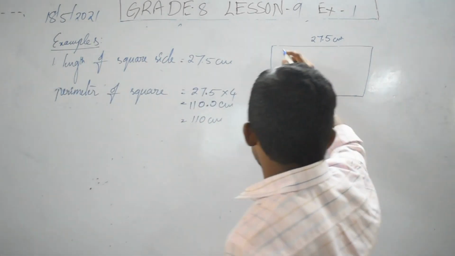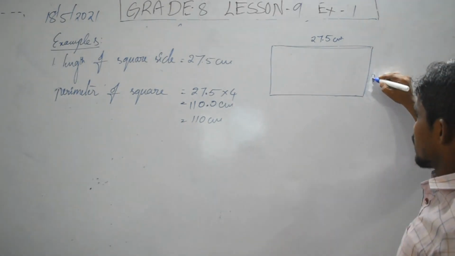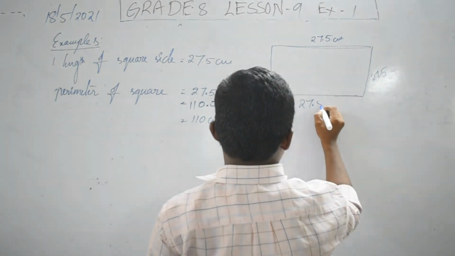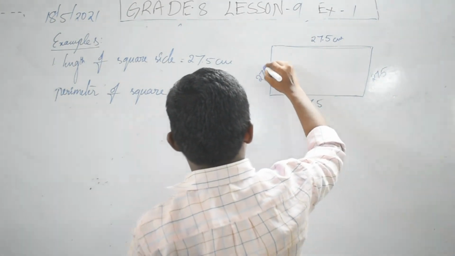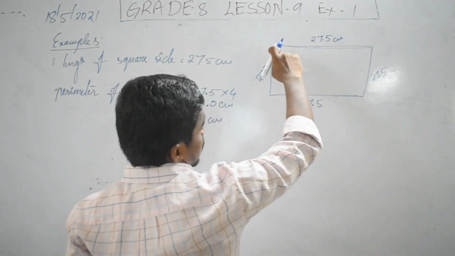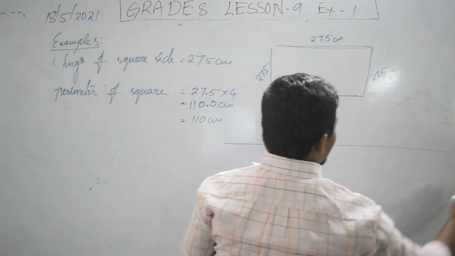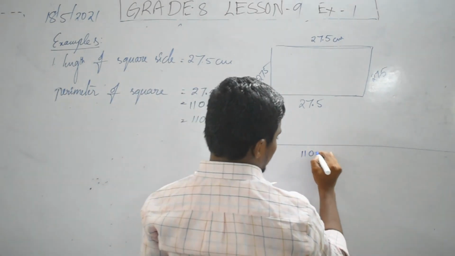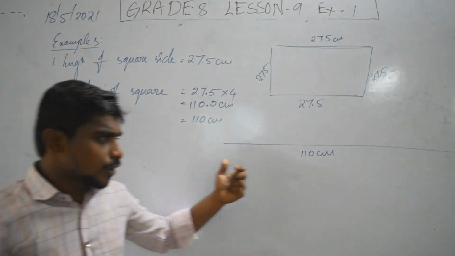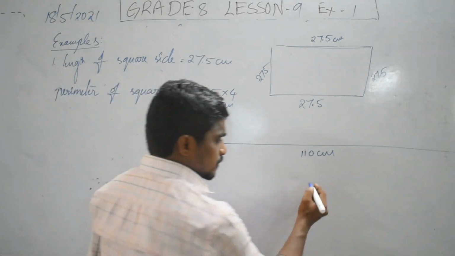centimeters. So now this side 27.5, this side 27.5, this side 27.5, this side 27.5. Now suppose we cut here. So now the total wire length is 110 centimeters. Now they are asking, this total wire length we are forming into the circumference of a circle.